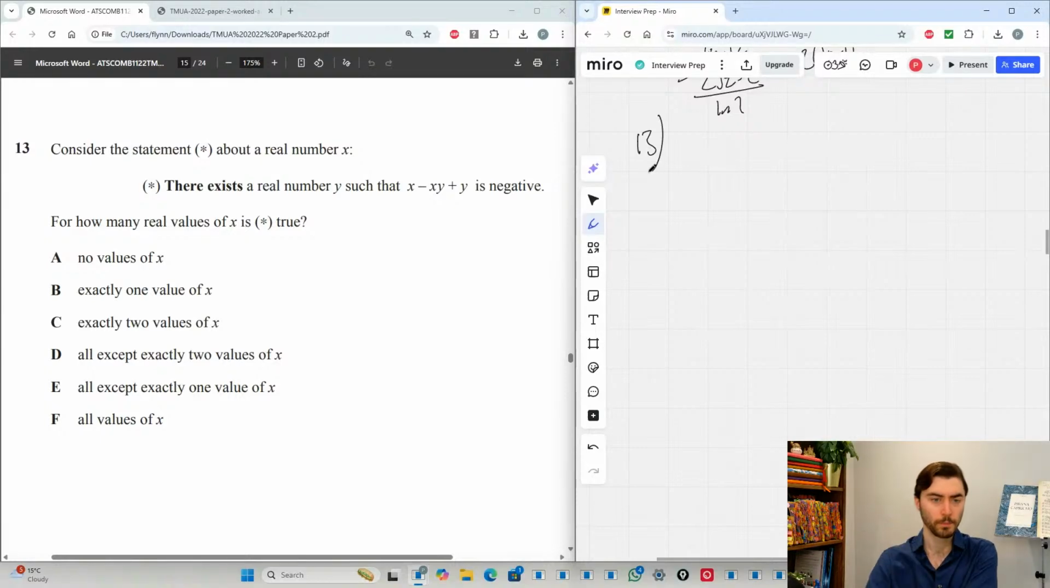13. There exists a real number y such that this is negative. For how many real values of x is it true? So where is it true that this is negative? Given a real number x, is there a real number y such that that is negative? So how many values of x can I find a y to make this negative?